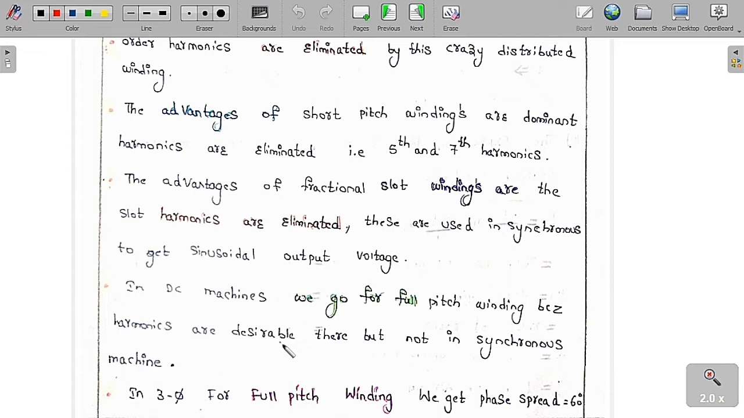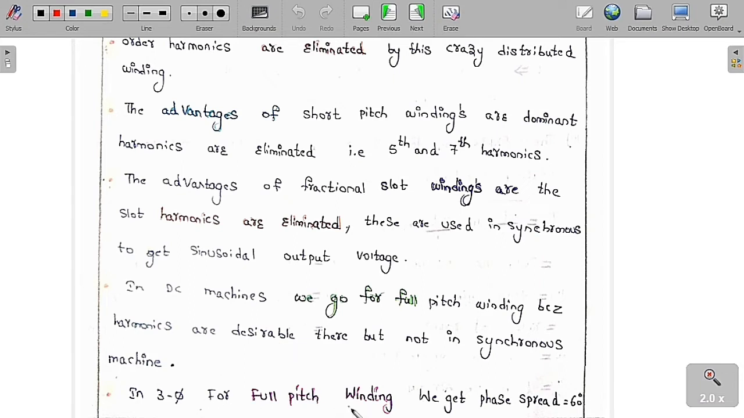Therefore, in DC machines we go for the full pitch winding, and in a synchronous generator we go for the short pitch winding. In DC machines harmonics are desirable or necessary, but in a synchronous machine harmonics are unnecessary because we don't want them, so we go for the short pitch winding.